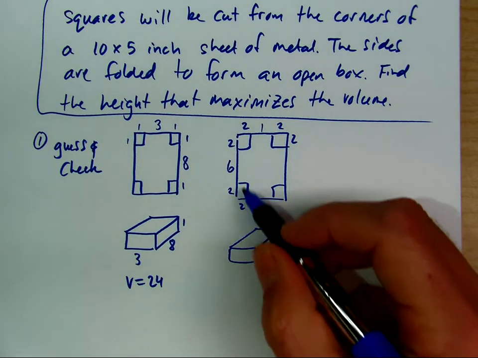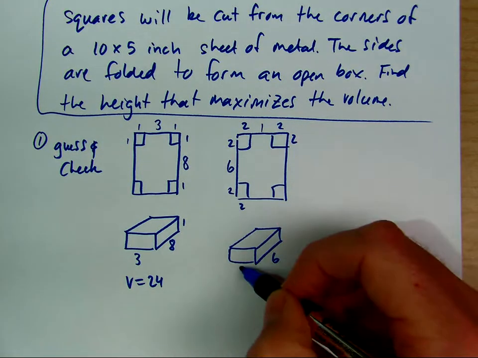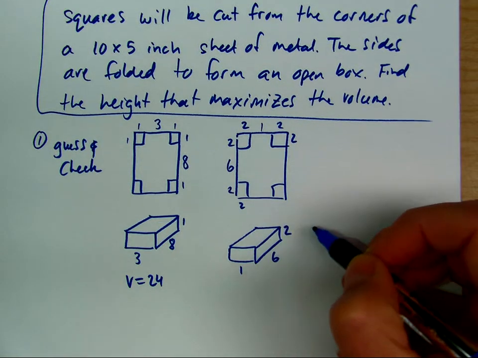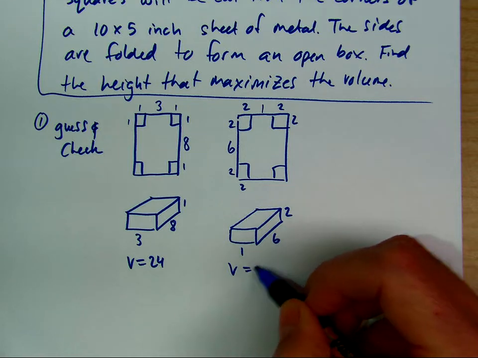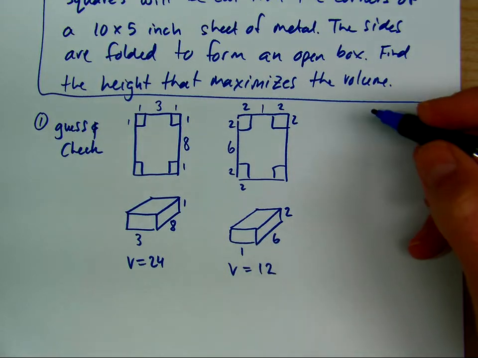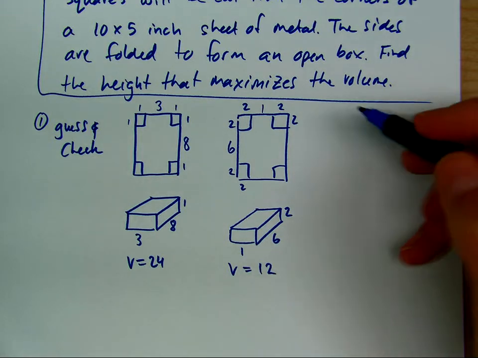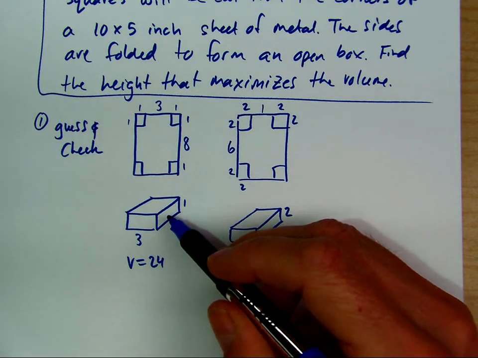So that means we have 6 and 1. The height is 2, and the volume is 1 times 6 times 2, 12. We're trying to maximize the volume, so that's the winner right now.